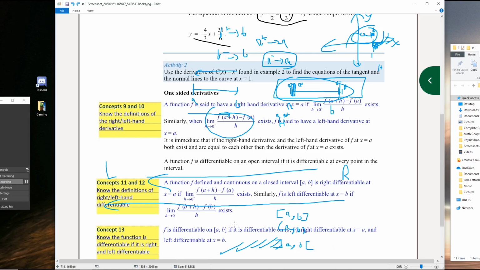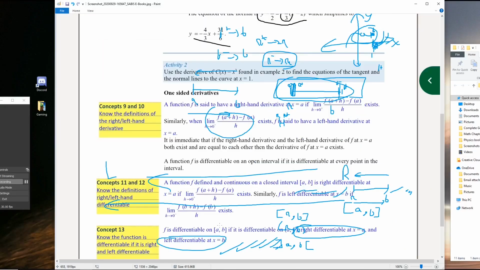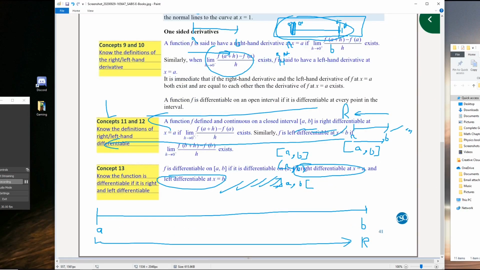I think I explained everything. Just one last thing: when you're discussing differentiability in [A, B], you only care about from A to B. You don't care about anything behind A, anything in front of B. Because of that, you discuss right differentiability at A, left differentiability at B. And let me check: right differentiable at A, left differentiable at B. We're done. For those of you who listened to this minute or the second, thank you, and we'll be moving on to the next page.